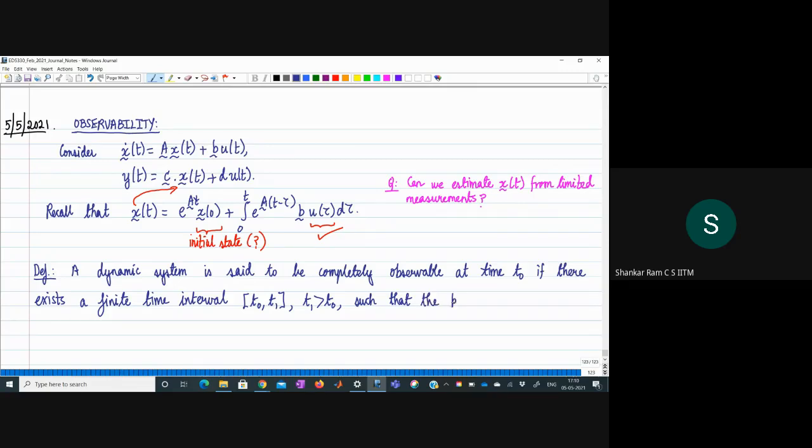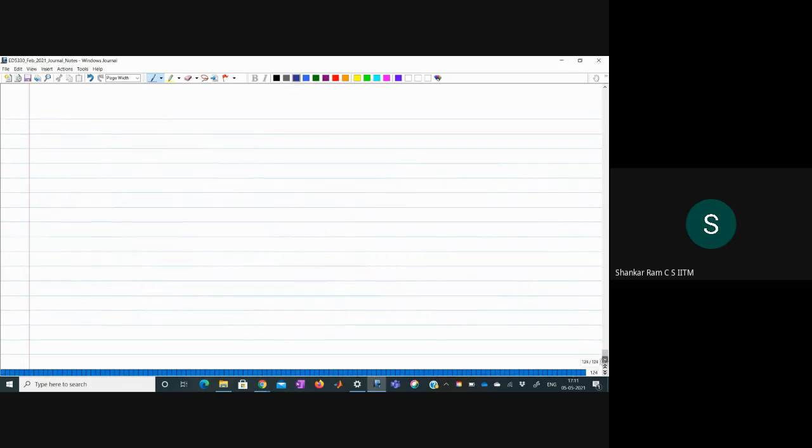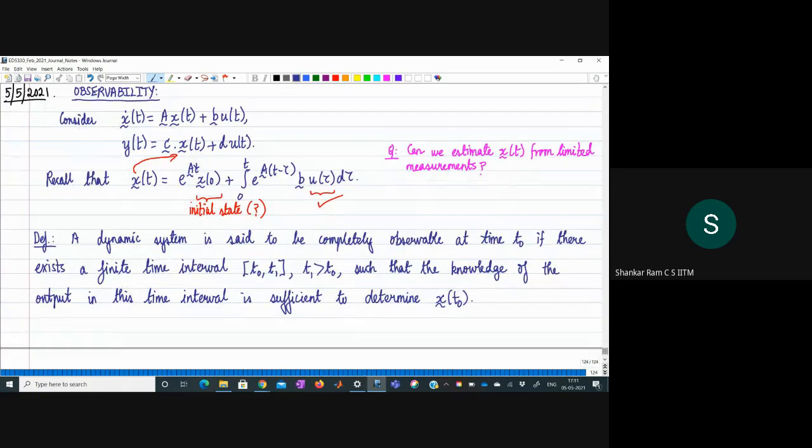the knowledge of the output in this finite time interval, output y of t, typically the output is measured, is sufficient to completely determine the initial state, x of t naught. All right, so this is the definition of observability.